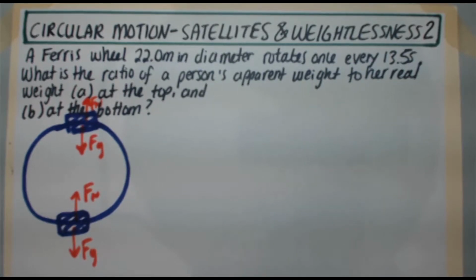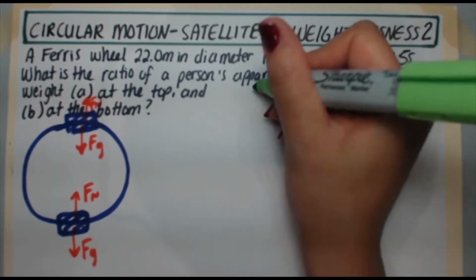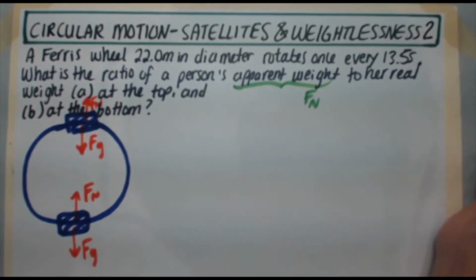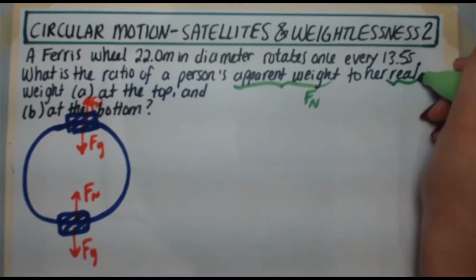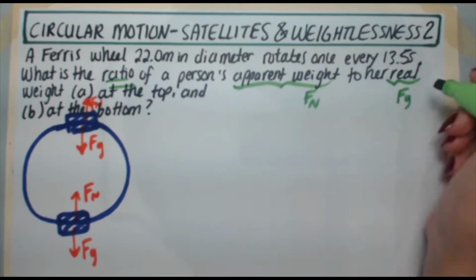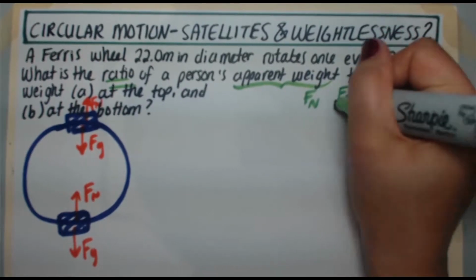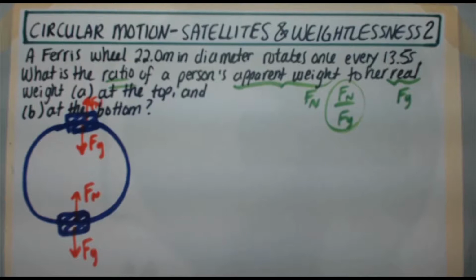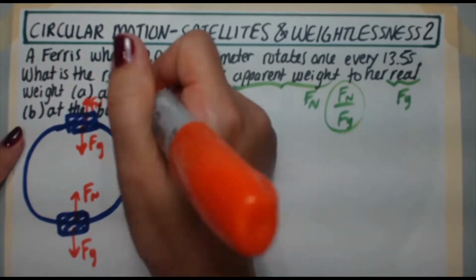So here's the thing. We're looking for the ratio of the person's apparent weight. Apparent weight is normal force to her real weight. Okay, so the real weight is Fg. So in order to find the ratio, we are looking for Fn over Fg at the top and at the bottom. So let's do that. Let's look for this ratio.